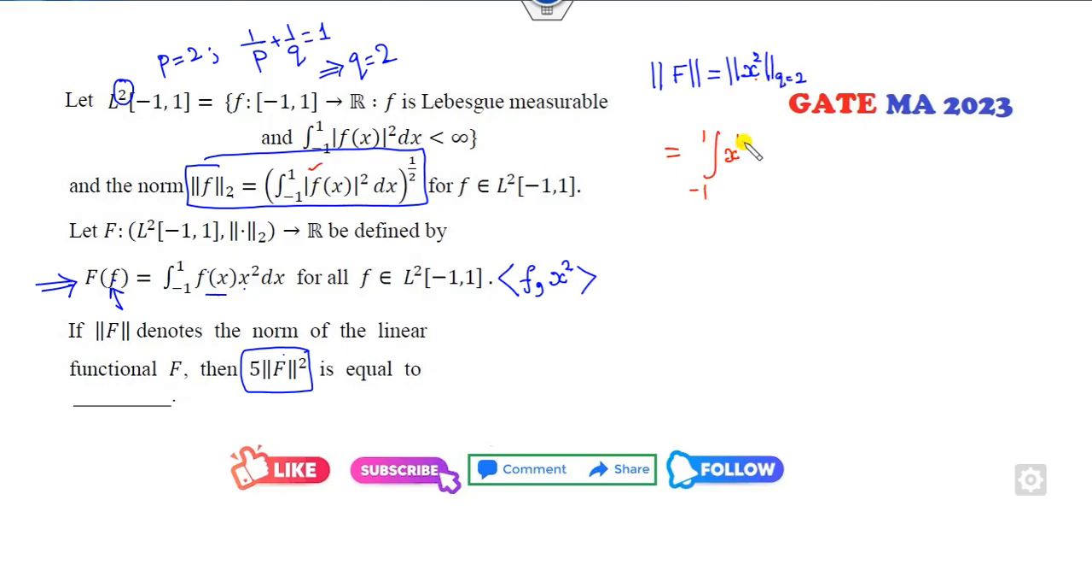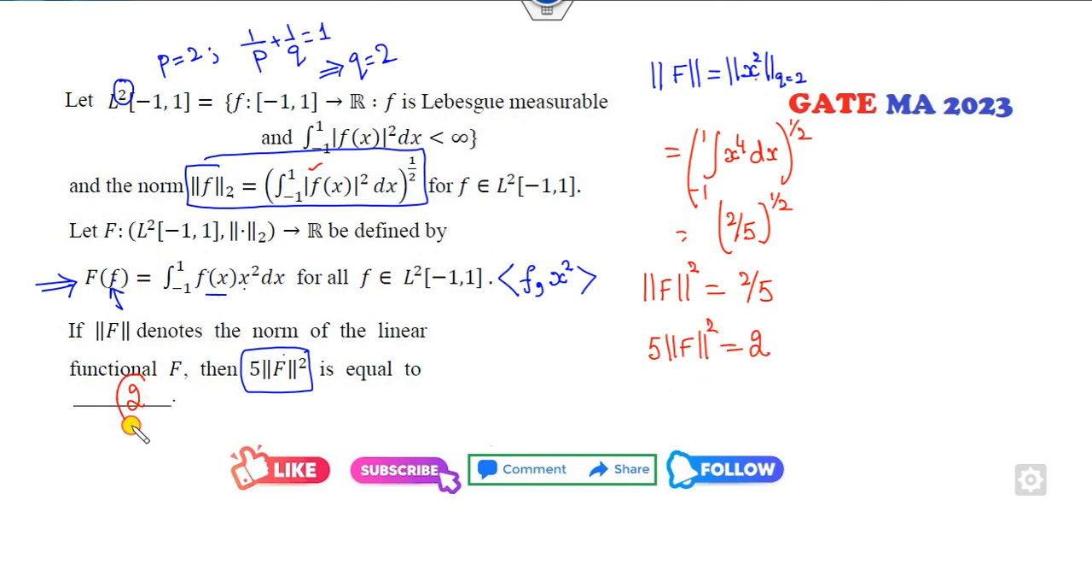So it is x raised to power 4 into dx raised to power half. So what is the answer of this? It is 2 over 5 raised to power 1 over 2. Now your target is to find this norm of f square. F square is 2 over 5. So what is the norm of 5x square is my 2 is the required answer.